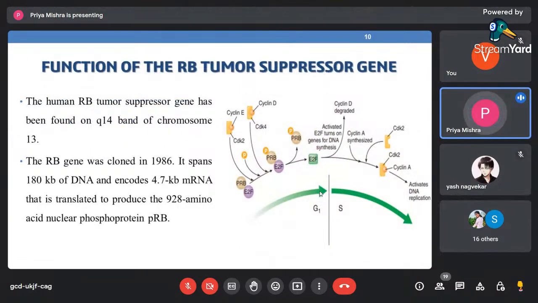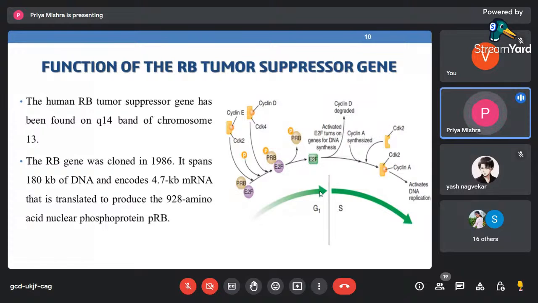So now coming to the function of the RB tumor suppressor gene. In humans, the RB tumor suppressor gene has been found on the q14 band of chromosome 13. This RB gene was cloned in the year 1986. It spans about 180 kilobases of DNA and encodes a 4.7 kilobase mRNA that is translated to produce the 928 amino acid nuclear phosphoprotein pRB. pRB is involved in regulating the cell cycle at the G1 to S checkpoint.